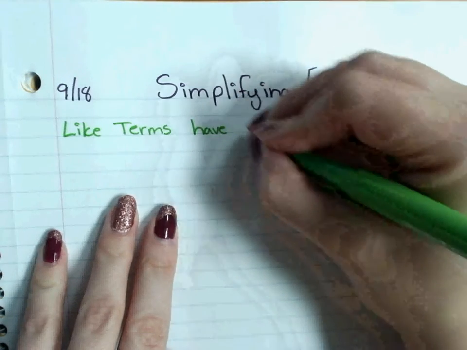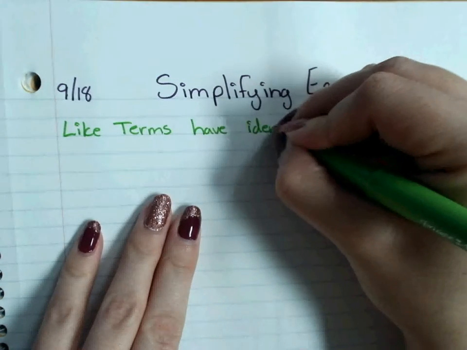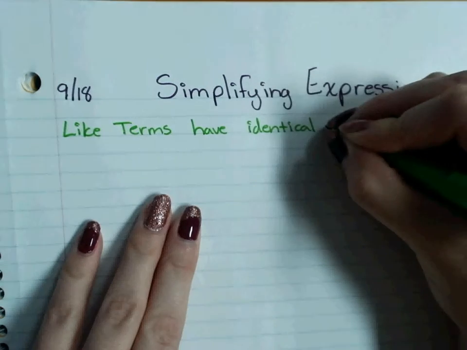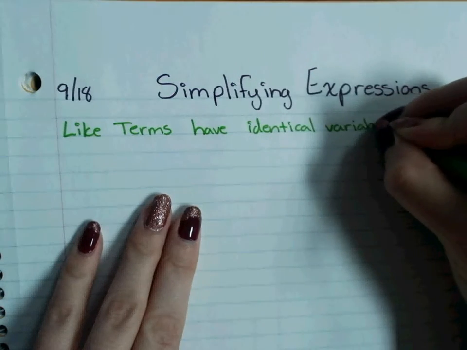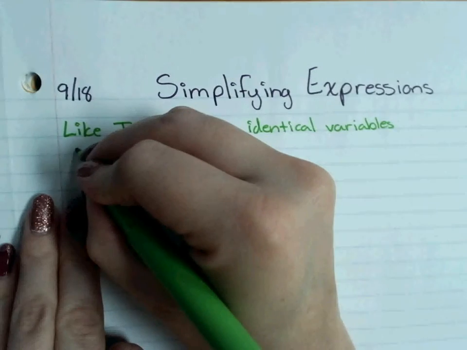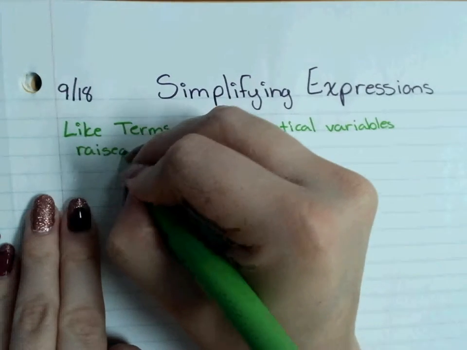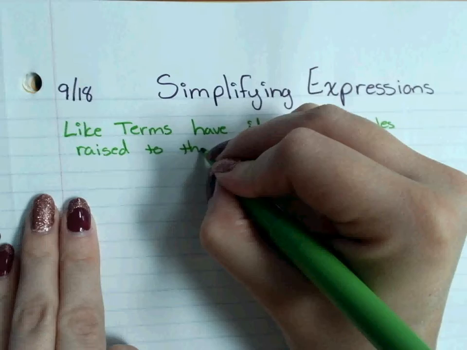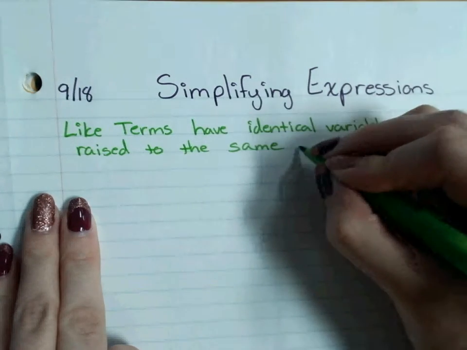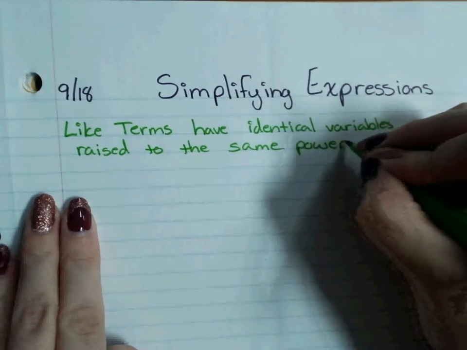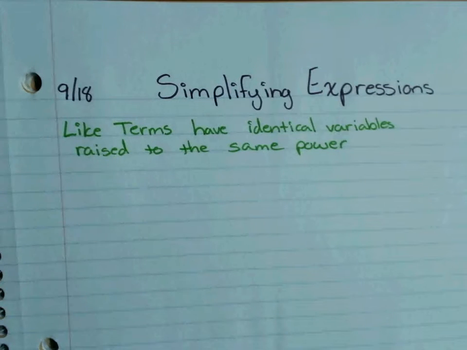Have identical variables raised to the same power, meaning that the variable has the same exponent. So if I have x to the second, that's different than x to the fifth. Those would not be considered like terms, but x to the second and another x to the second, those are the same term. Those are like terms.